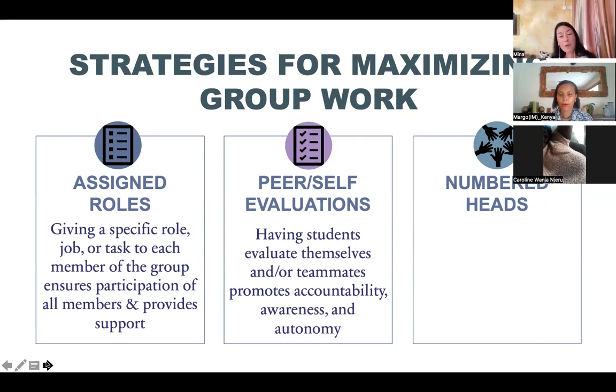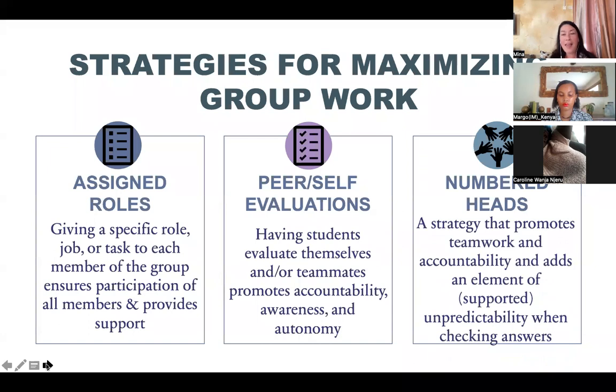And we can also have teammates assess themselves. Did I do what I was supposed to do? And this can help to promote self-awareness and increase autonomy, so that learners can realize, okay, I need to work on this area. So that's something else we can do. And then finally, this strategy, numbered heads, is a way to call on students.